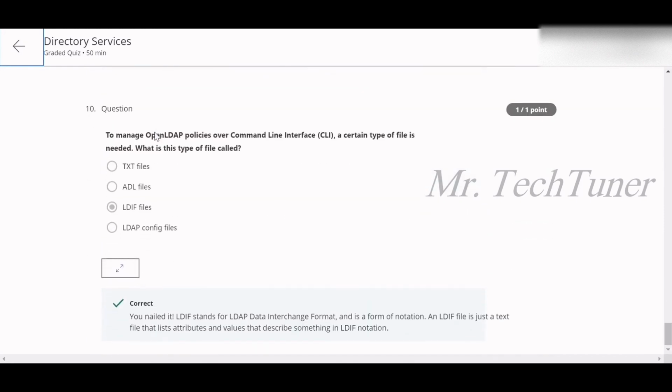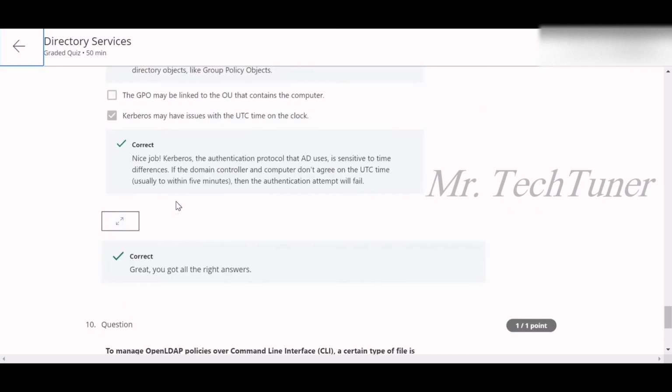Number 10, to manage OpenLDAP policies over the command line interface or CLI, a certain type of file is needed, and this type of file is called an LDIF file. So this is all about directory services in week 4.